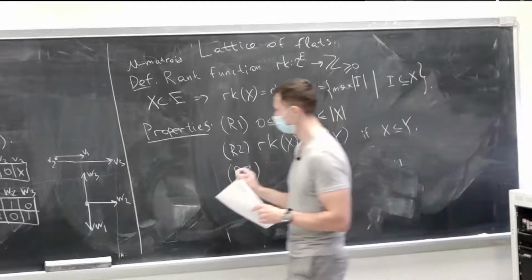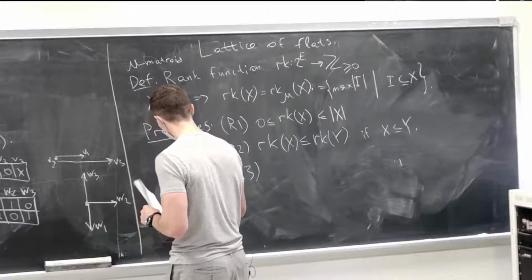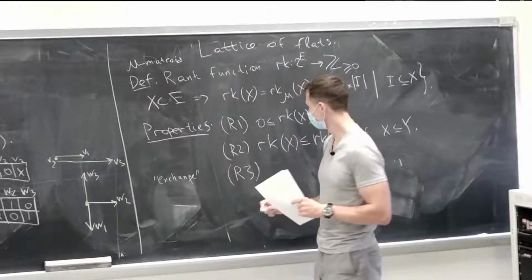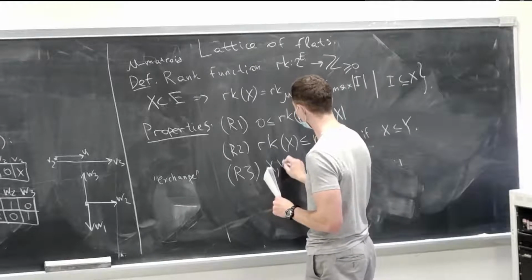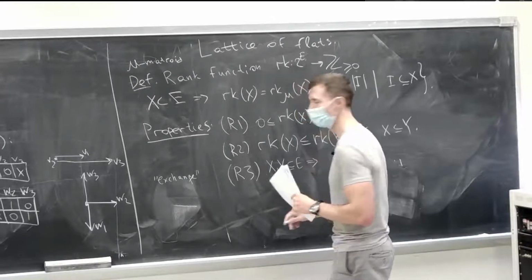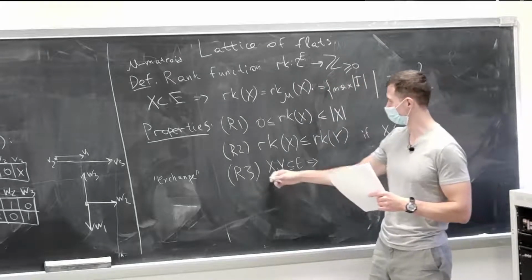This should be kind of like the exchange axiom, except that it's going to look slightly different. So you have any two sets, X and Y. Then there should be some condition on the corresponding rank function.